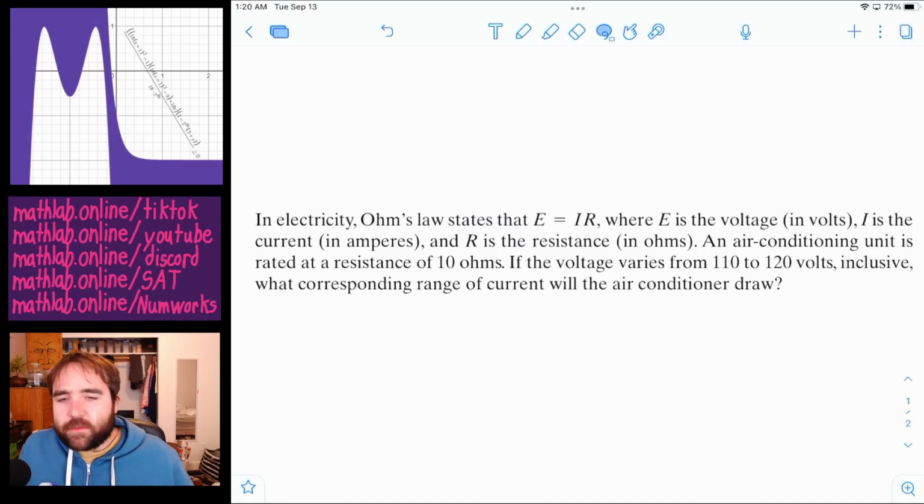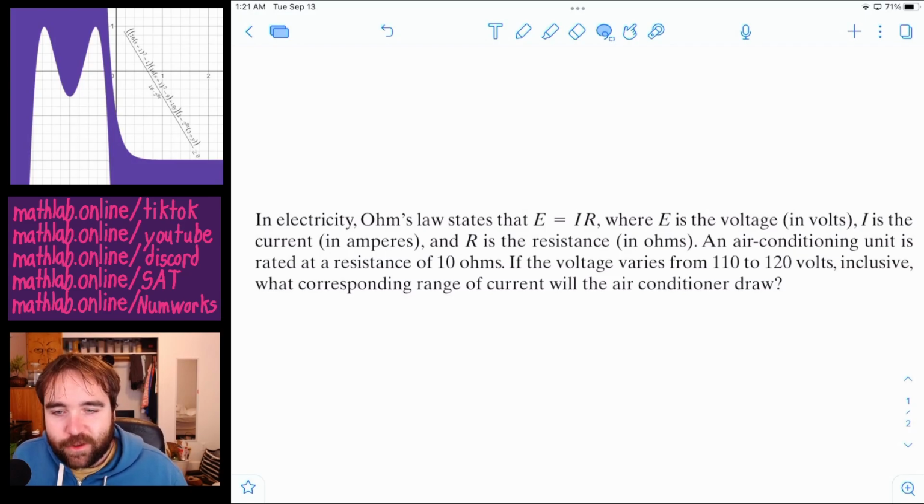So how do we solve this problem? This problem is actually part book. So let's take some time to read it. In electricity, Ohm's law states that E equals I times R, where E is the voltage in volts, I is the current in amperes, and R is the resistance in ohms.